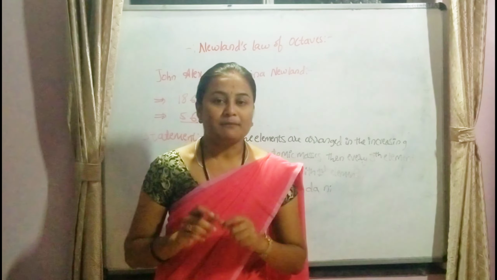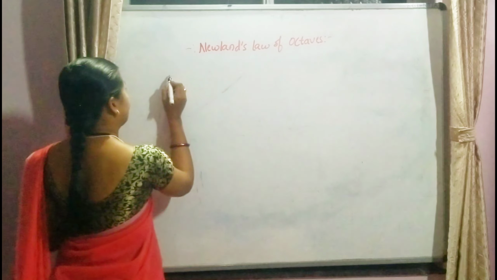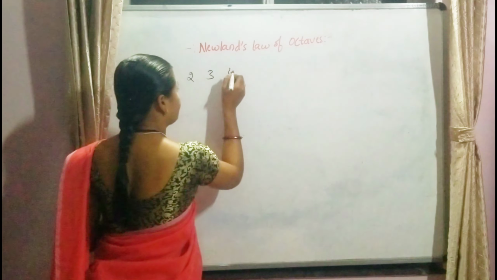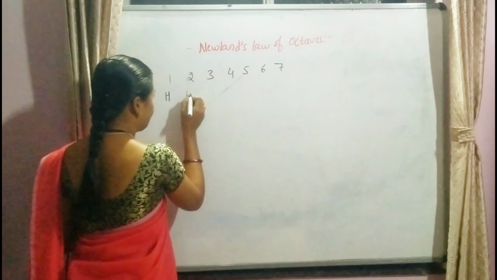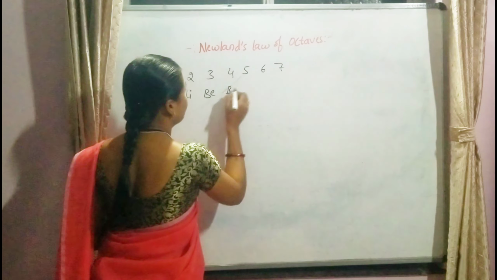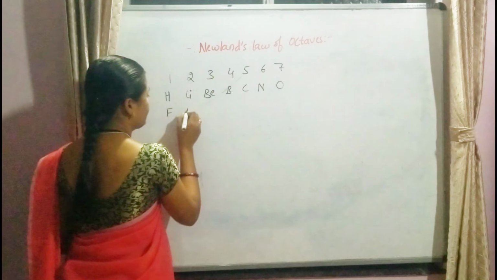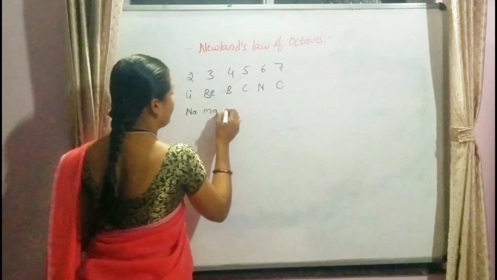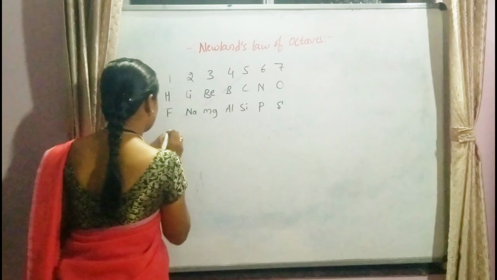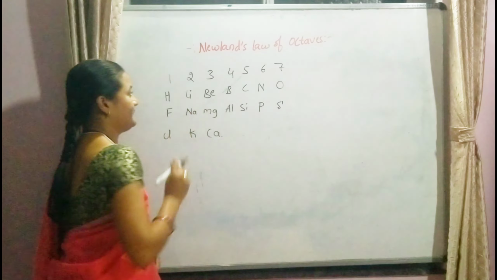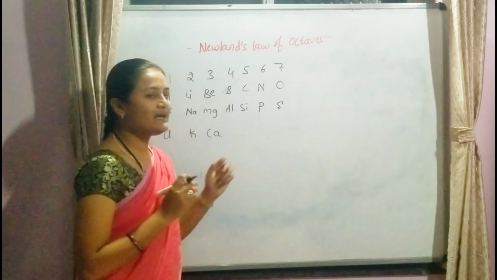Now we discuss some of the octaves. First we write the elements in the increasing order of their atomic masses. So we start with hydrogen, lithium, beryllium, boron, carbon, nitrogen, oxygen, fluorine, sodium, magnesium, aluminium, silicon, phosphorus, sulfur, chlorine, potassium, calcium. Here we arranged the elements in the increasing order of their atomic masses.